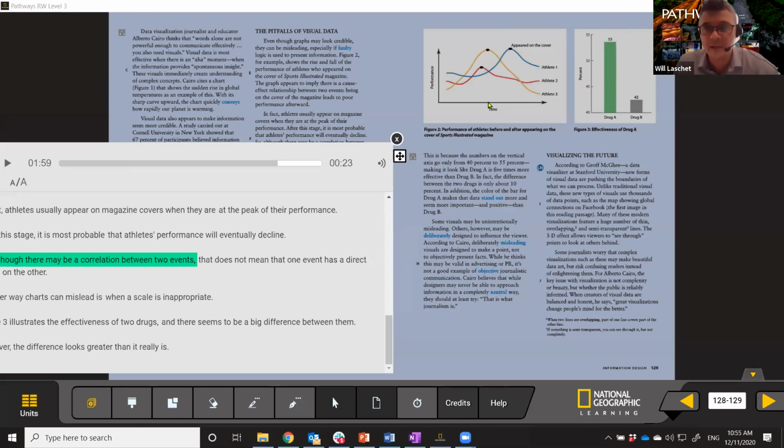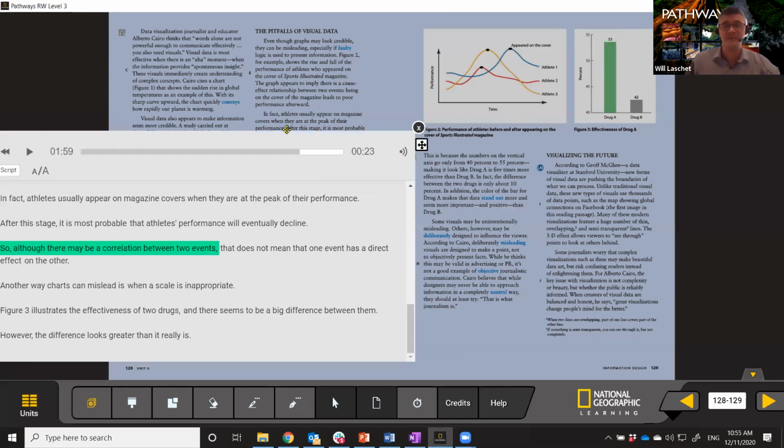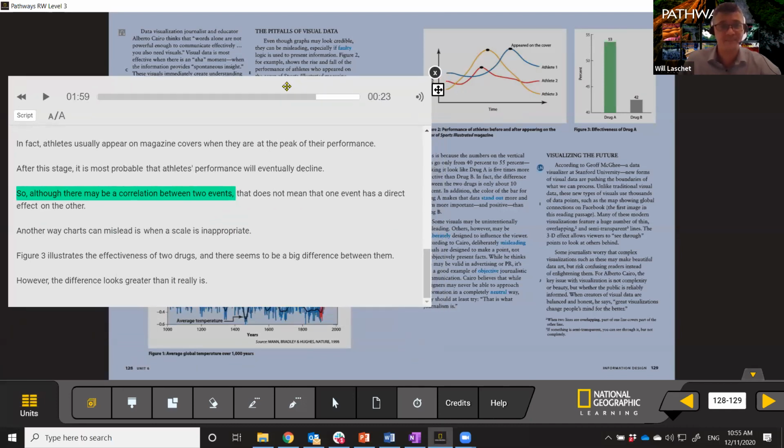So can anyone tell me, why is their performance dropping after they are on the cover of the magazine? Can anyone have a go at answering that one for me? No one's had a go yet.